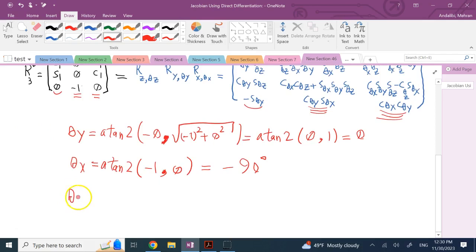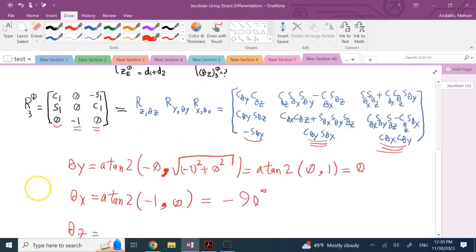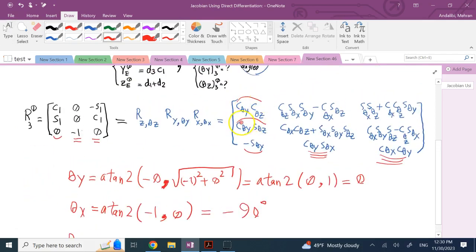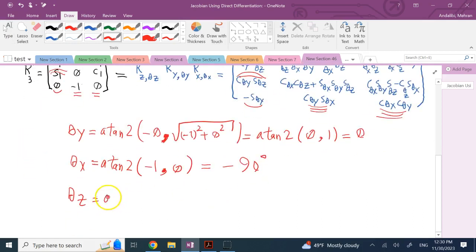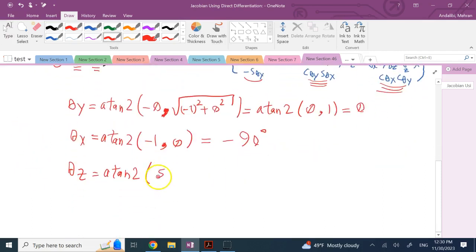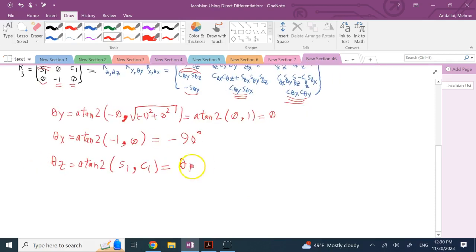And finally, theta z. This time I look at this one and this one. You see, again, they are both multiplied by c theta y, which is 1. So it's s theta z and c theta z. If I pass this one first and then this guy, that should give me theta z. So in this case, it's arctangent 2 of s1 and c1, and of course, that's the same as theta 1. So these are my angles: theta z is theta 1, theta x is negative 90, theta y is 0.